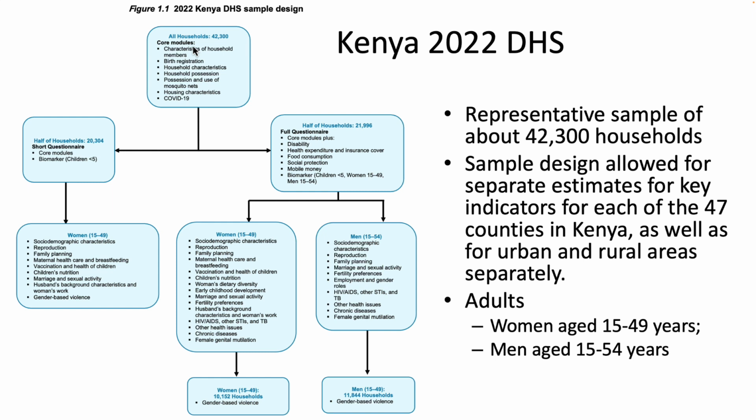The 2022 Kenya DHS was a representative sample of about 42,000 households, and the sampling design allowed for separate estimates for key indicators in each of Kenya's 47 counties, as well as estimating demographic and health indicators for both urban and rural areas separately. The participants were adults in each household, women aged 15 to 49 years, and men aged 15 to 54 years. But there were questions included about household members of all ages.